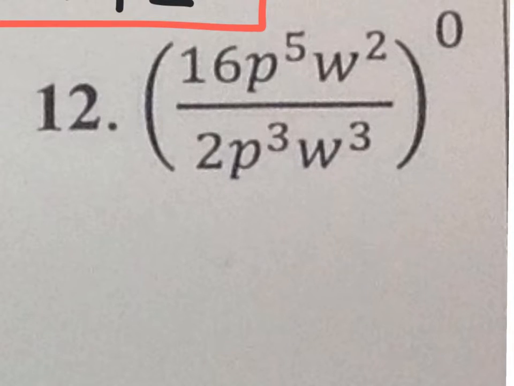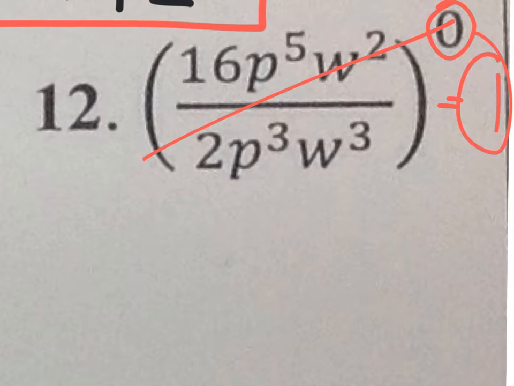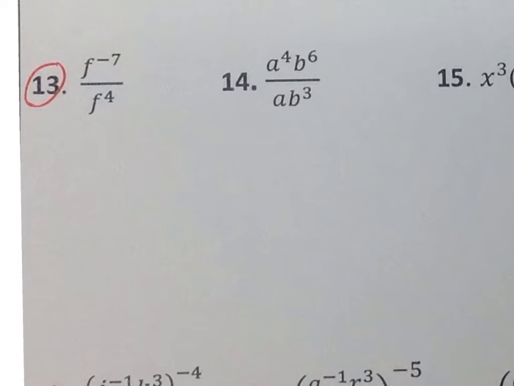Number 12, what's the answer? 1. Easy, right? Anything to the 0 power just becomes 1. So the answer is 1. We already did number 13 on the previous video, which is already on Edmodo.